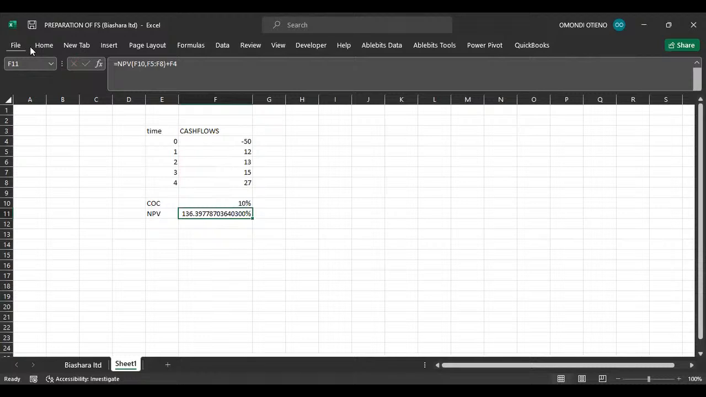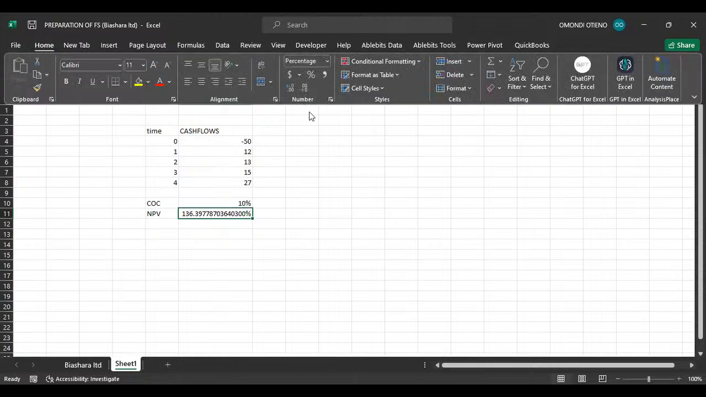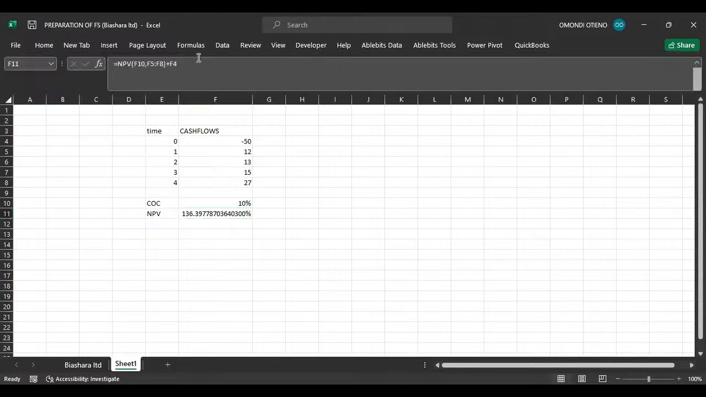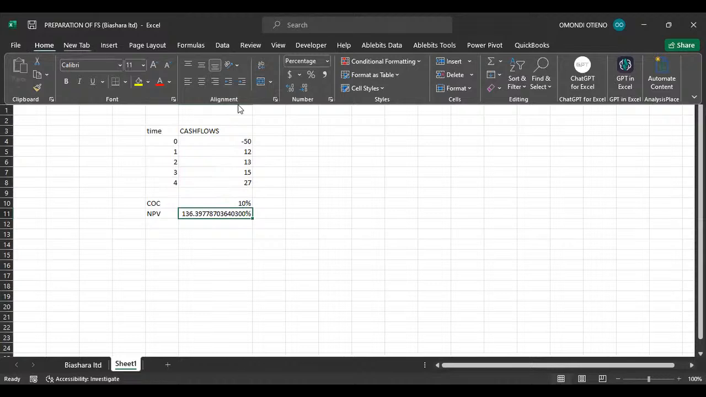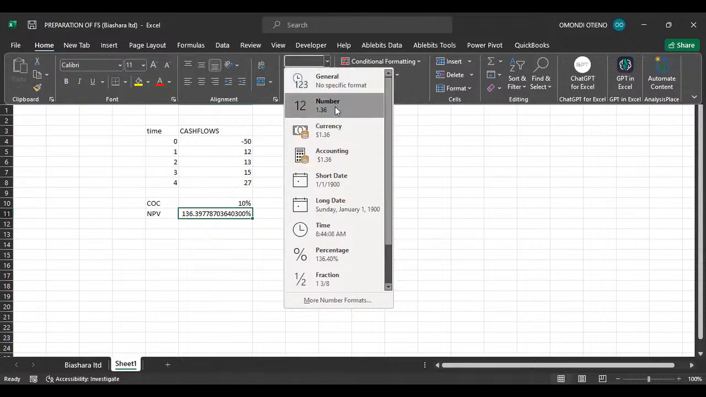Great. So you're getting a percentage. That should never scare you away. Just go to the home tab, where you can see the percentage option. Hit that arrow, and we simply want General or Number. Even Number is okay.